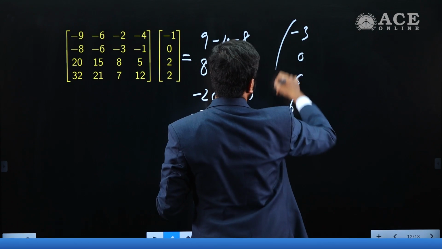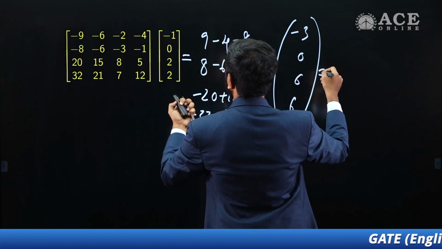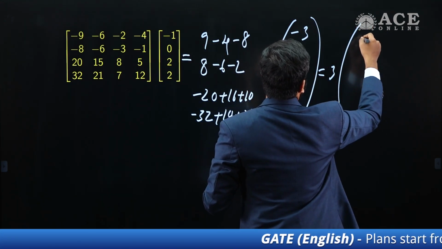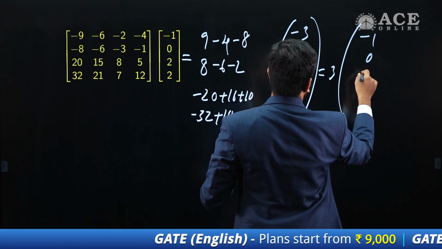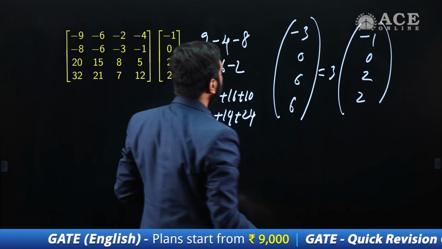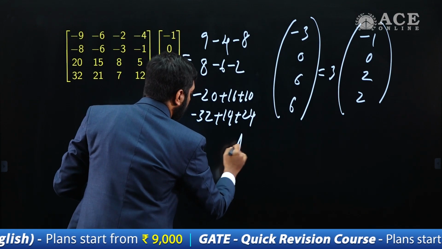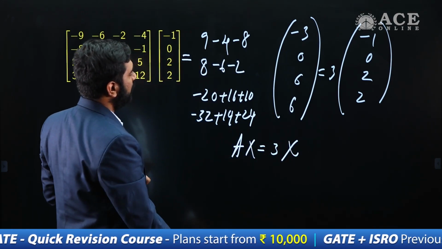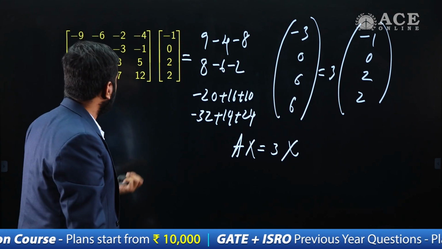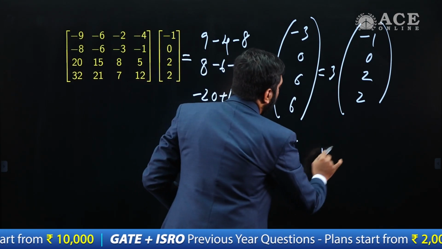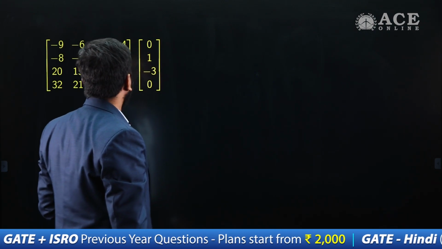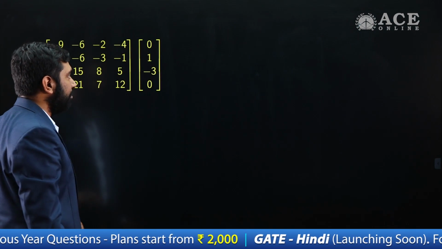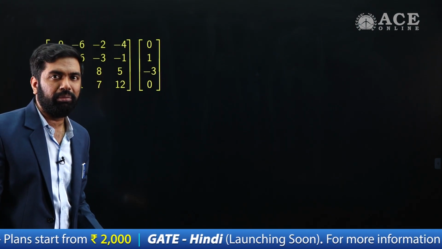Do we have any element common here? We have 3 common. If I take 3 out, what's left? Minus 1, 0, 2, 2. Now this looks as if AX is giving us 3 times the same X. Minus 1, 0, 2, 2 is the vector that we have taken. So definitely it's an eigenvector. So option C is true. We are left with option D. It's a 2-mark problem, MSQ.